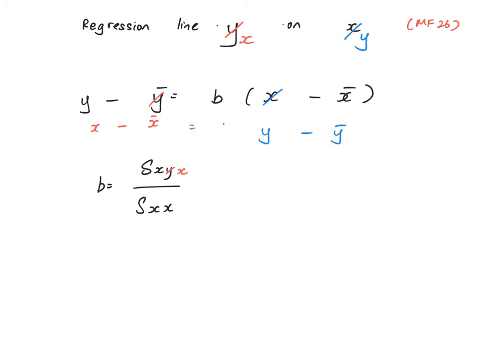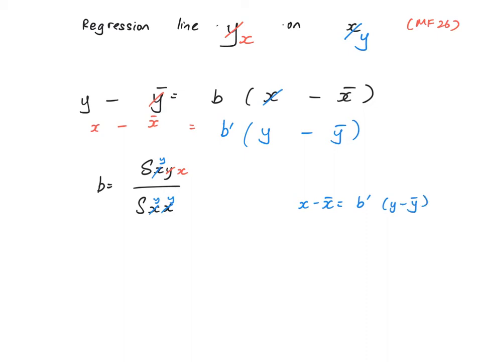And b over here, because y is being swapped with x, x is going to be swapped with y. This is going to be y, this is going to be y. You can see that this b is now different from the original b, so we can't use the same one. I'm going to use b prime. So basically my new equation is x minus x bar equals b prime times y minus y bar.